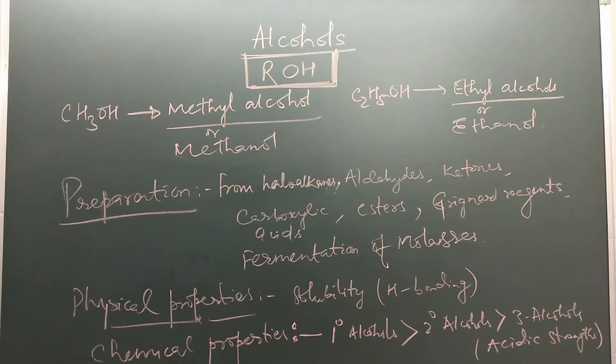Now coming to chemical properties, you have to remember the acidic strength. So 1 degree alcohols are more acidic than 2 degree, and 2 degree alcohols are more acidic than 3 degree alcohols. Alcohols, on the other hand, are poor acids as compared to water, because the alkyl group is a plus I group. It is a plus I inductive group. So this is the acidic strength of alcohol.